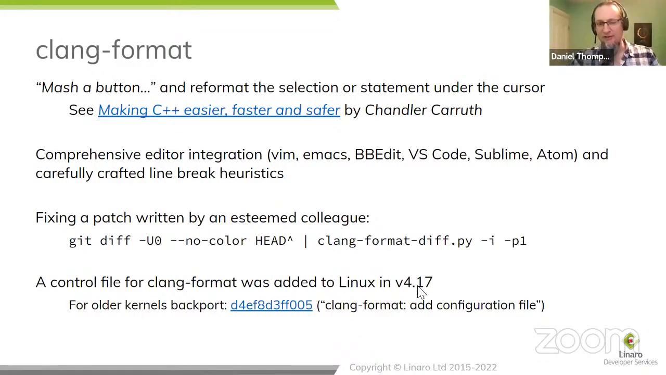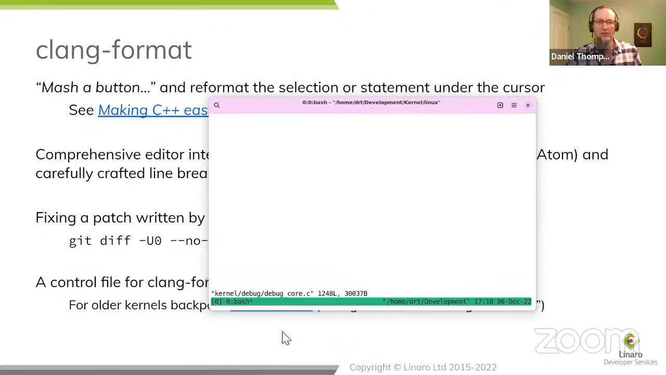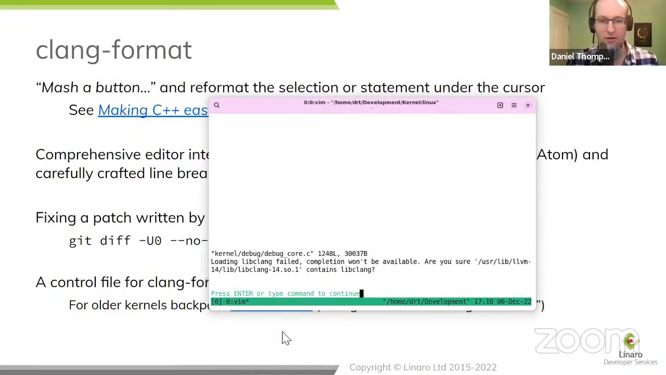Ever since 4.17, there has been a Clang Format control file that describes to Clang Format how the kernel lays out the source code. And for older kernels, you can backport this particular item. So what I'm going to do at this point is a quick live demo of Clang Format. There's two things I'm going to show.